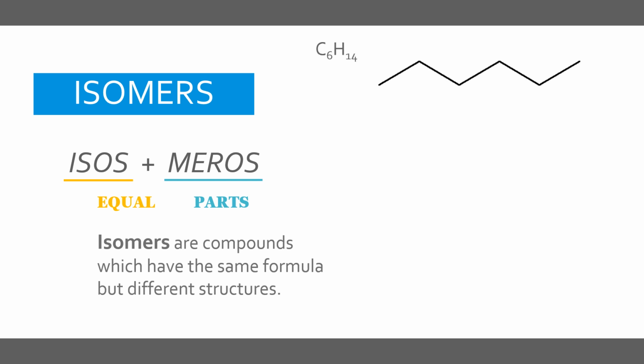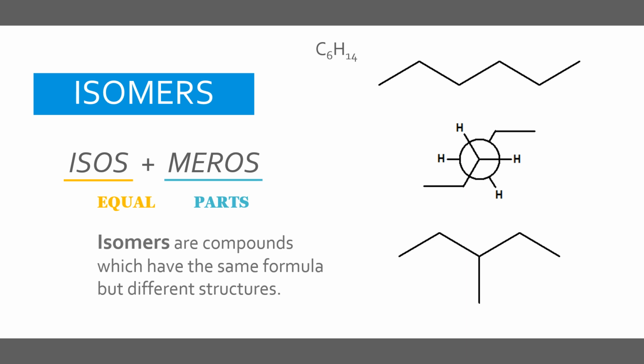For example, I have C6H14 as my molecular formula, and I represent it here as n-hexane. I can represent n-hexane in 3D with something that's called a Newman projection. But this is not the only 3D configuration for n-hexane. Similarly, C6H14 can be represented as a different molecule. This is called 3-methylpentane. They have the same molecular formula as n-hexane, and they are isomers of one another.